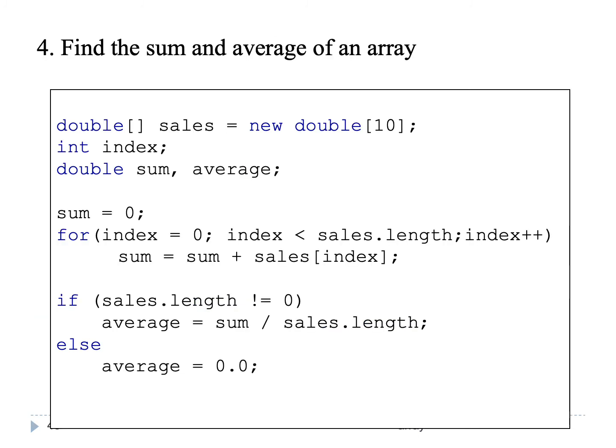We can do any kind of calculation, for example, finding the sum and average of the array. In this example, we have the array called sales and the size of it is 10. So in the for loop, it will go through index 0 until index 9. At each round, it will add the value of the element. See here that we did not assign any value to our sum, so it will have the value 0. Then we have if sales.length not equal to 0, this is true because the size of our array is 10. So it will calculate the average by dividing the value of the sum by the sales.length, which is 10.